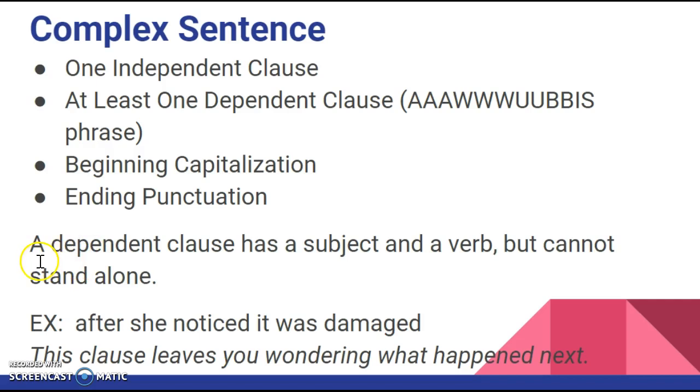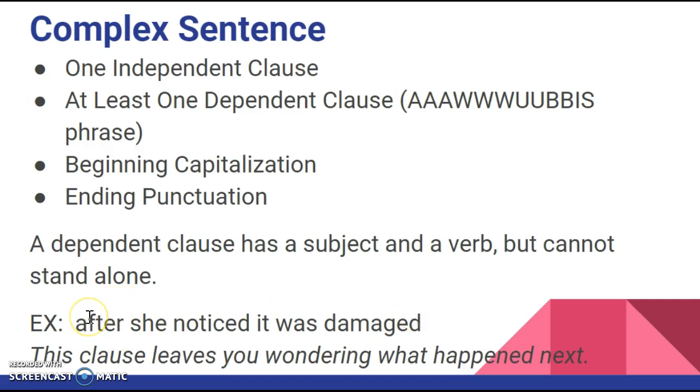Now, a dependent clause has a subject and a verb, but it can't stand alone. So, for example, if we just said, "After she noticed it was damaged," we're left wondering what happened next. After she noticed it was damaged, what? So that's what makes it dependent. It's dependent on another sentence to give the rest of the information.